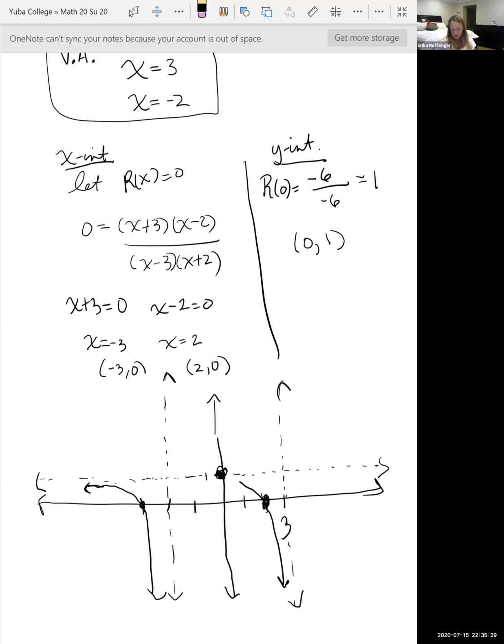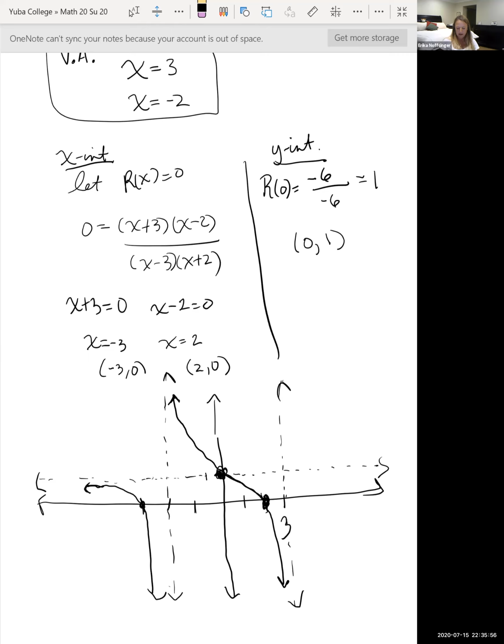It is possible it could come back down and dip here. The thing is, I know that there's no x-intercept between this and the vertical asymptote. I didn't find one. And so there's no way I can dip back down and hug the vertical asymptote below here. So I actually have to come back up. So it's kind of like a cubic shape a little bit.